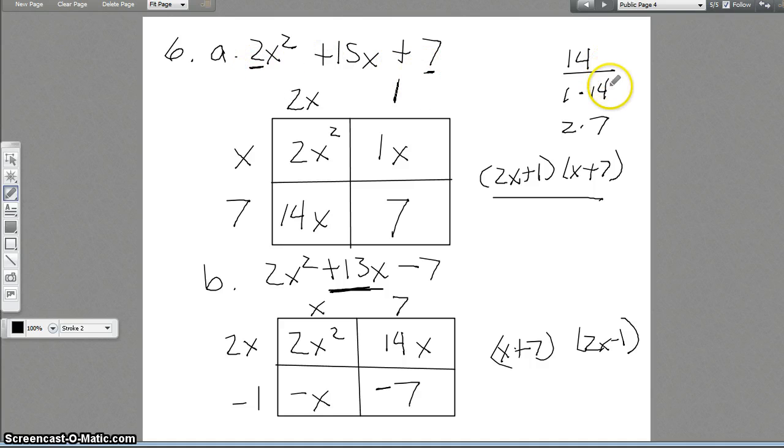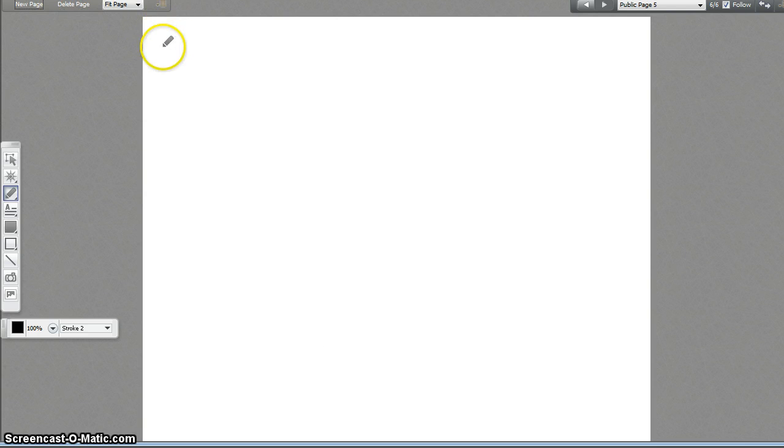2 times 7 is 14. We found the factor pairs. We found the factor pair that added to 15, and then we placed the 1 and the 14x into our boxes, found the greatest common factor for each row and for each column, and that is how we factored out the equation. So now we're going to do another problem from number 6.